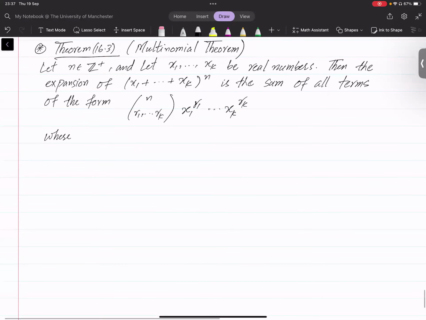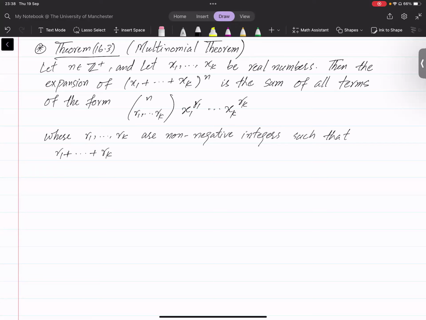where these R1 to Rk are non-negative integers such that their sum is n. Perfect.